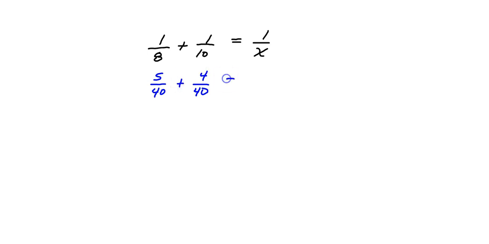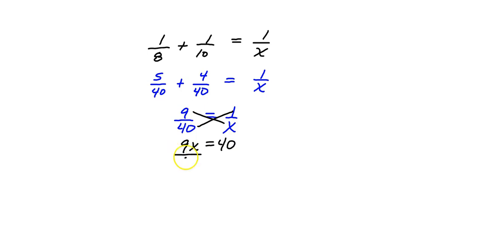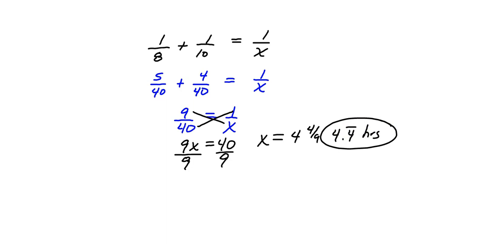So when I add those up, that's supposed to equal 1 over X. So 5/40 plus 4/40 is 9 over 40 equals 1 over X. And then you can cross multiply here, and you get an equation. You get 9X equals 40. So dividing both sides by 9, it looks like X equals 4 and 4/9. So 4.4 repeating hours. So that would be the answer to this question.